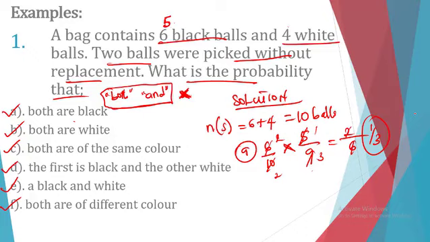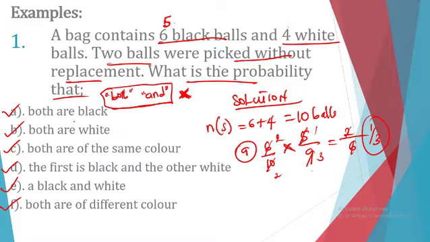For B, let's go over to the next page. We are asked to find the probability that both of them are white. Okay, white balls are 4 in number. Is that correct? So for picking the first white ball, it will be 4/10. So this is our B. We have 4/10 times. Then picking the second one, we then have 3/9. Okay, so 4 times 3 will give us 12. 10 times 9 will give us 90. Is that correct?